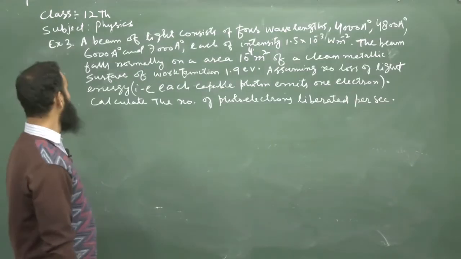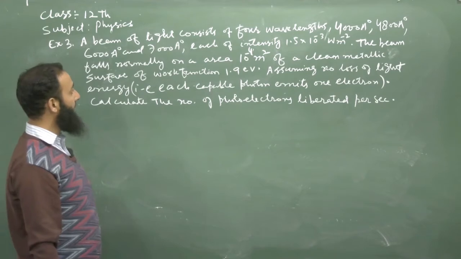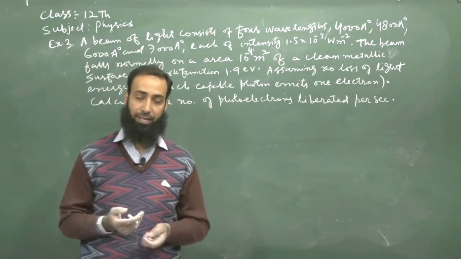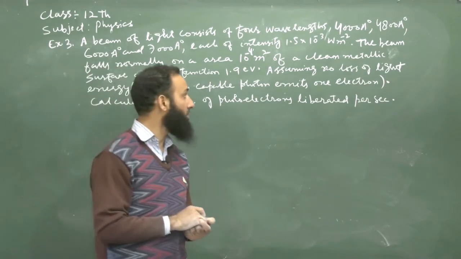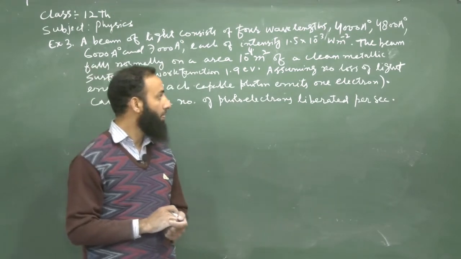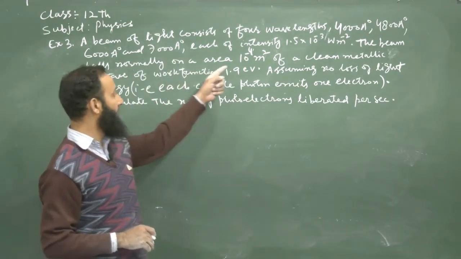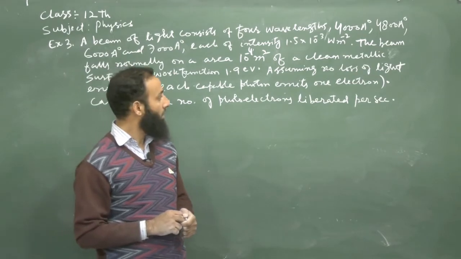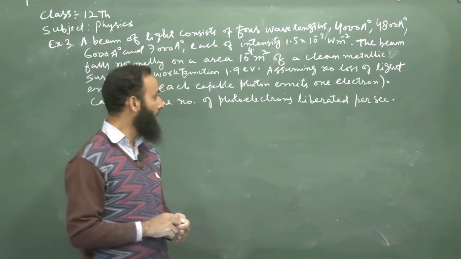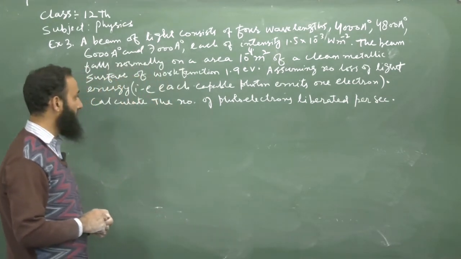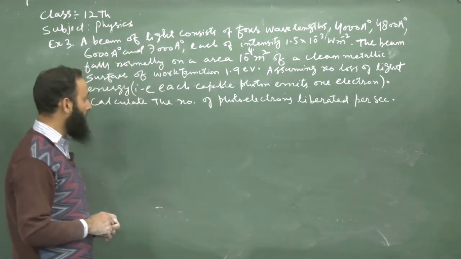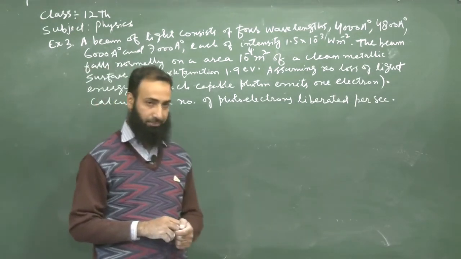Now example third. A beam of light consists of 4 wavelengths, 4000 angstroms, 4800 angstroms, 6000 angstroms, and 7000 angstroms, each of intensity 1.5 into 10 to the power minus 3 watt per meter square. The beam falls normally on an area of 10 to the power minus 4 meter square of a clean metallic surface of work function 1.9 electron volt. Assuming no loss of light energy, that is, each capable photon emits 1 electron, calculate the number of photoelectrons liberated per second.